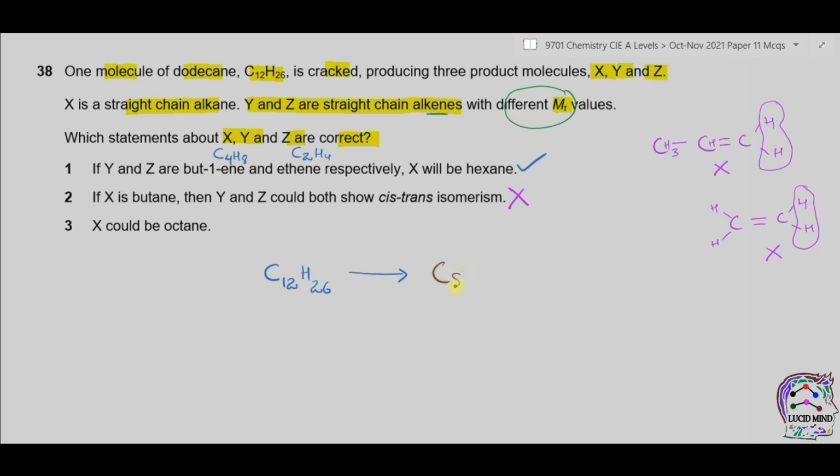Part 3, X could be octane. If it is octane, then it will be C8H18. We have 4 carbon atoms left, 12 minus 8 is 4. 26 minus 18 is 8. Now out of this we have to make Y and Z, 2 alkenes. We cannot make a 1 carbon alkene, there must be at least 2 carbon atoms for the alkene, so we can make C2H4 and again C2H4. This is not possible because the molecular masses should be different for both Y and Z. So this is incorrect. As only option 1 is correct, the answer is therefore D.